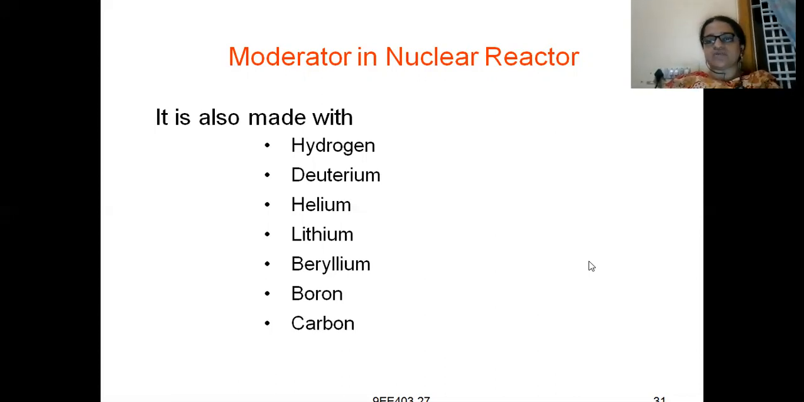Till now, whatever I have told was about the moderator. A moderator is used in a nuclear reactor to slow down the speed of a fast moving neutron. It usually slows the speed from 1.5 into 10 to the power of 7 meter per second to 2.2 into 10 to the power of 3 meter per second. These are the substances suitable for preparation of a moderator.